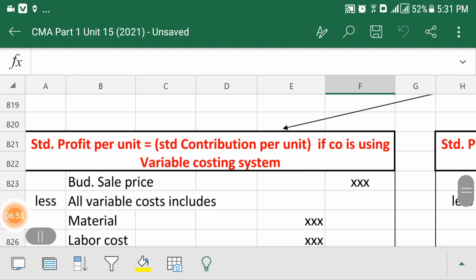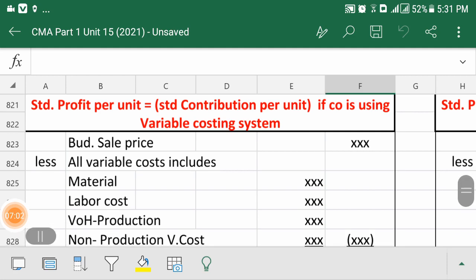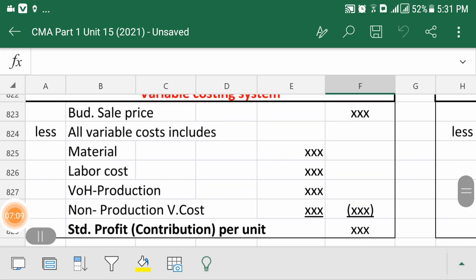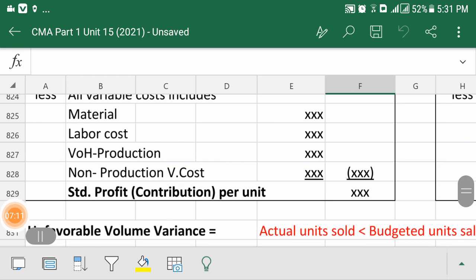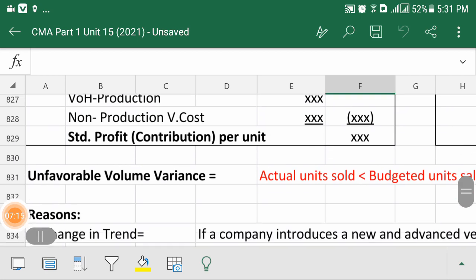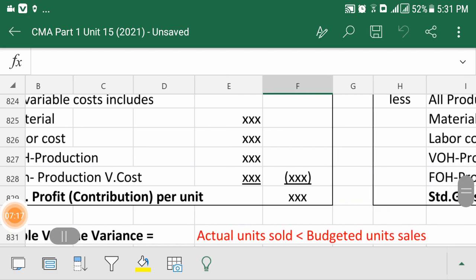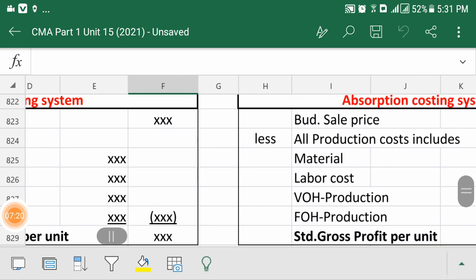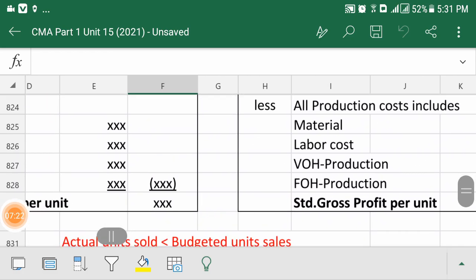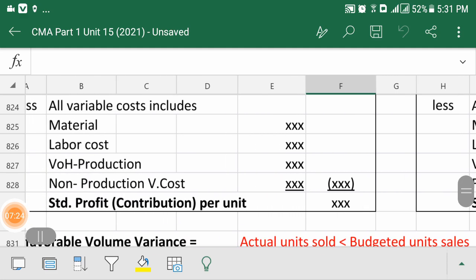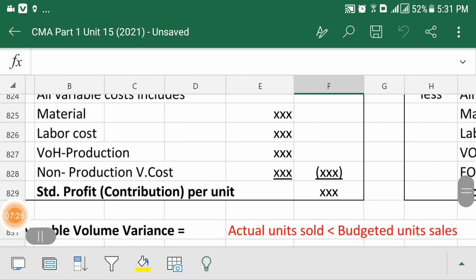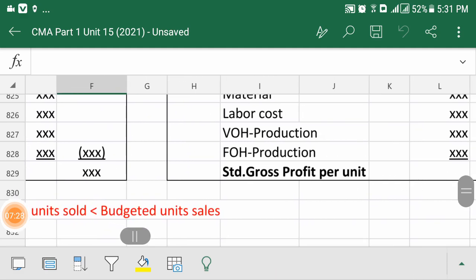The unfavorable variance occurs when the actual units sold in aggregate are less than the budgeted ones. The reasons could be ineffective marketing campaigns, reduction in overall demand in the industry, and a decrease in the supply of the product due to the unavailability of raw materials or labor.